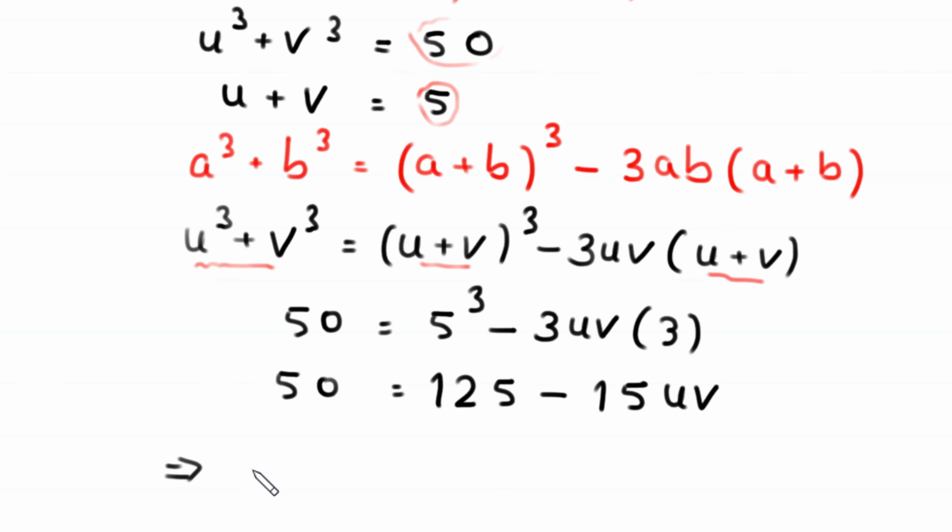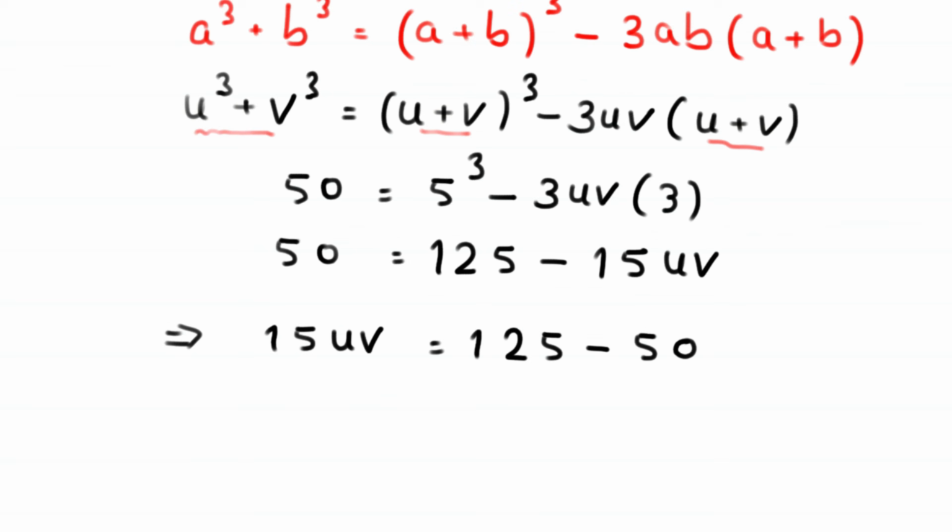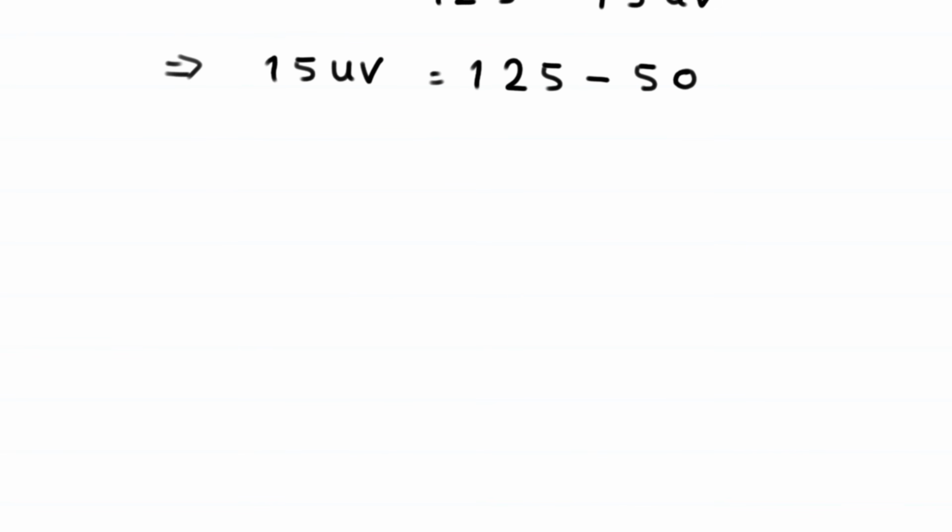Then this implies that 15 times uv equal to 125 minus 50. Further simplify, this will become 15 times uv equal to 75. If we divide both sides by 15, this implies that u times v equal to 5. And we recall the equation.